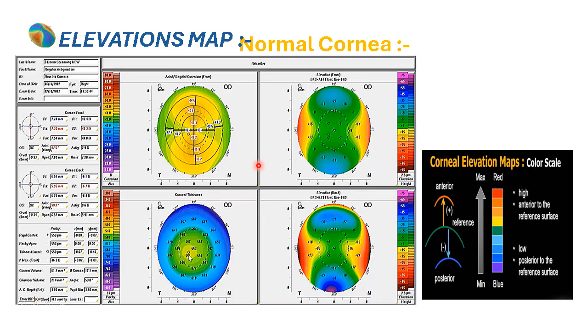For the color code, it is better to use the 5 micrometer color scale for the elevation map, which gives a standard color scale. This is the posterior elevation map, which is also represented here in the display, and usually this is the location for early detection of keratoconus, which is commonly seen in the posterior elevation map.